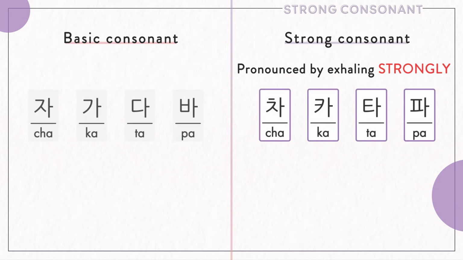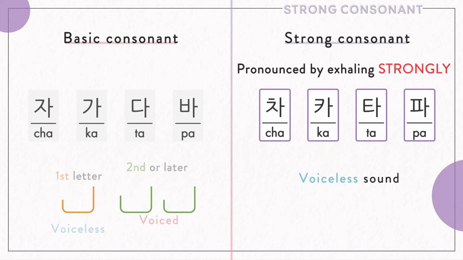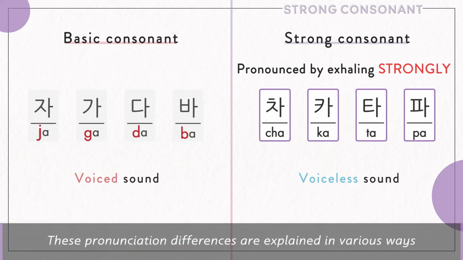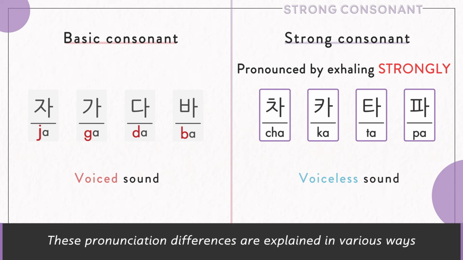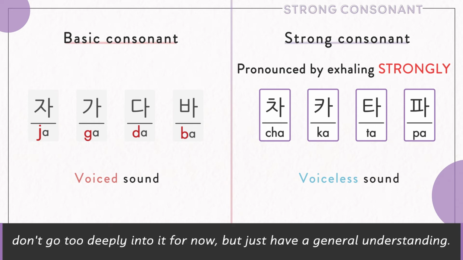As we learned earlier, the sound of the basic consonant used in the first letter of the vocabulary would be voiceless. The sound of the basic consonants used in the second or later letter of the vocabulary would be voiced. However, keep in mind that the strong consonant would always be a voiceless sound. Also, to make it easier to distinguish the basic consonant from the strong consonant, it might be better to understand the basic consonant as a voiced sound. These pronunciation differences are explained in various ways by different teaching materials and instructors. So if you are a beginner, don't go too deeply into it for now, but just have a general understanding.